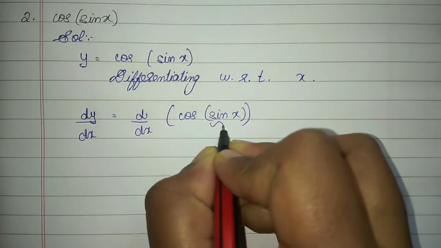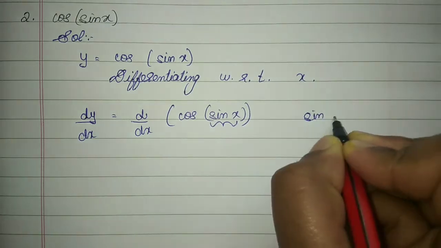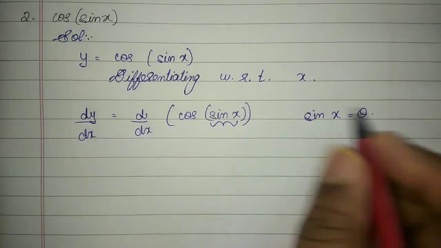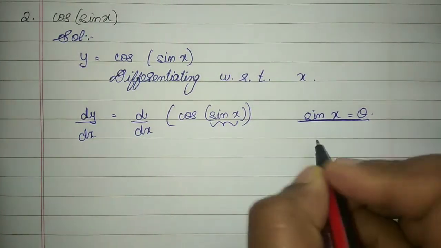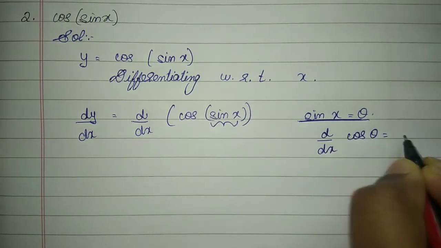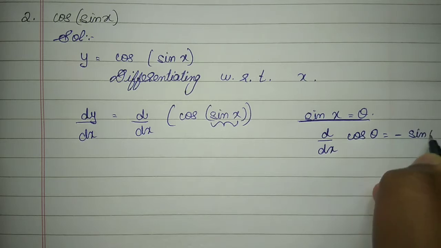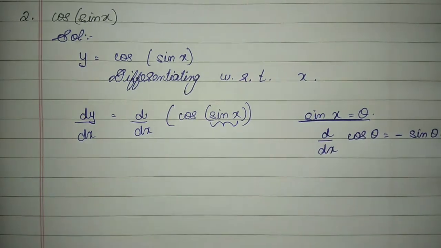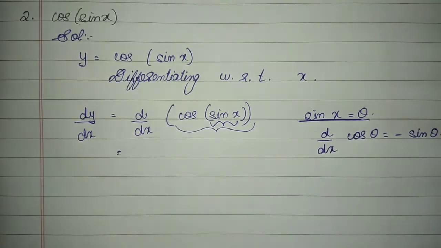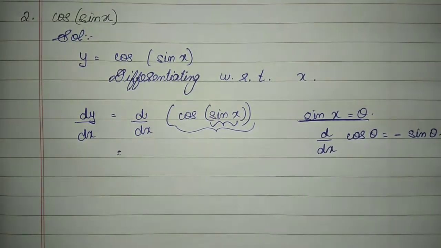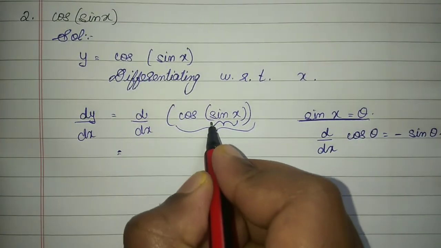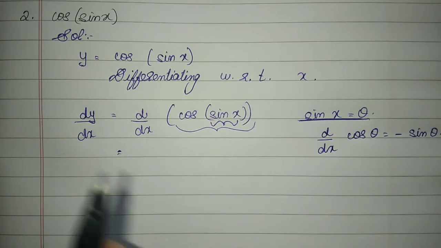Okay, so now this sin x is theta. Sin x is theta, for your understanding, I'm saying. So now leave this aside. We know the formula d by dx of cos theta is equal to minus sin theta. So you have to write it there. First we will be differentiating the entire function. So what is my function? Cos of sin x. So here theta is sin x. Theta should not be changed.